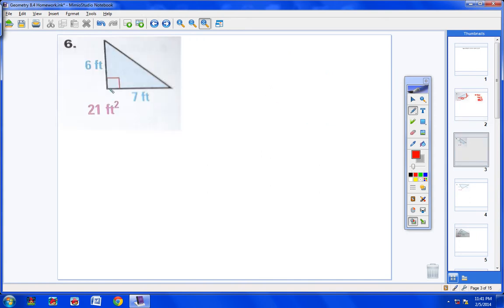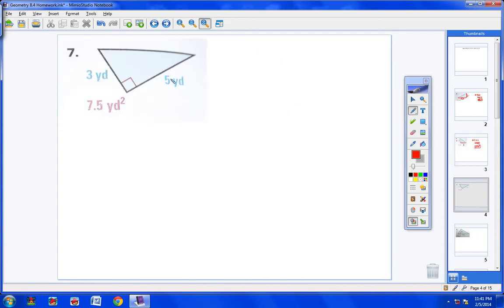Number 6. Obviously this is going to be my base right here, 7. Put a B right here. Notice I have a right angle right here and a line that runs from the top of the triangle all the way down. So this is going to be my height right here, 6. So area of a triangle equals 1/2 base times height. So 1/2 times my base, 1/2 times 7 times my height, which is 6. And if you multiply those together, you will get 21 feet squared. 21 square feet. Moving on to number 7.